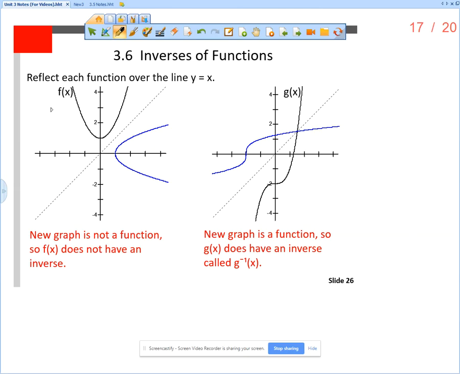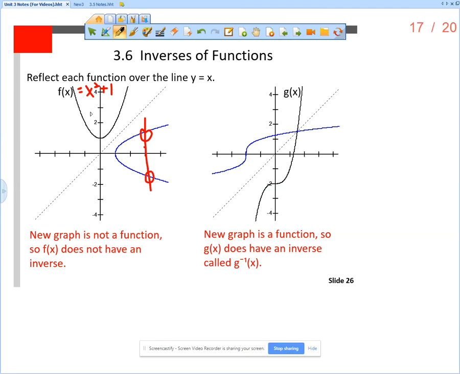All right, so first of all, we need to do a quick little review of functions in general and the existence of inverses. So take a look at f of x here. It looks kind of like a parabola, like x squared plus 1 or something. If we reflect this graph over the line y equals x, you'll see that this new graph, this reflection, is not a function. It fails the vertical line test, right? And so we say that the new graph is not a function, so f of x does not have an inverse. Now, remember, I said f of x is like x squared plus 1, just for this particular one.